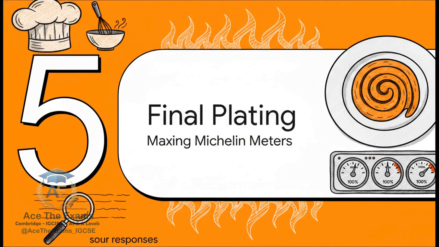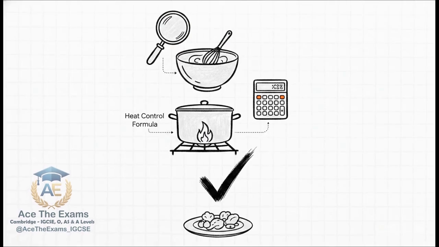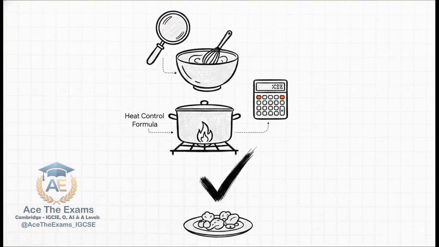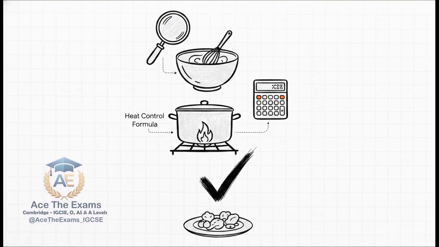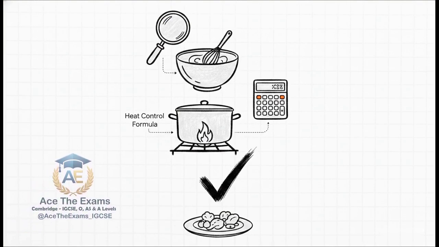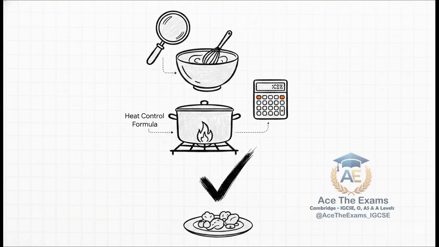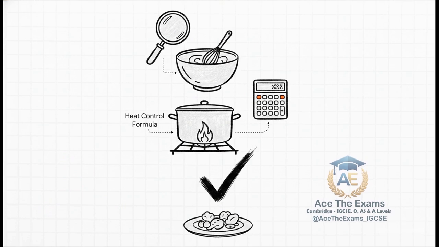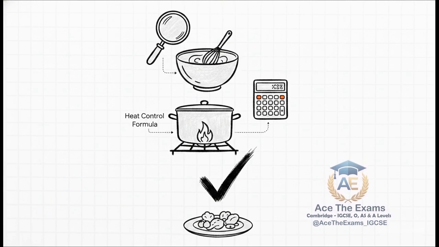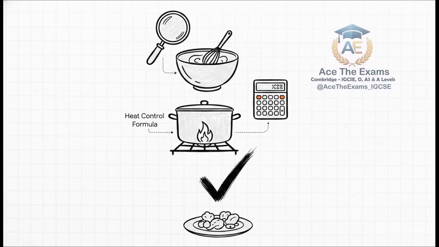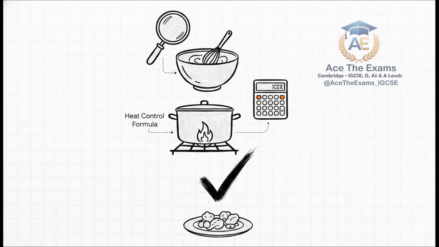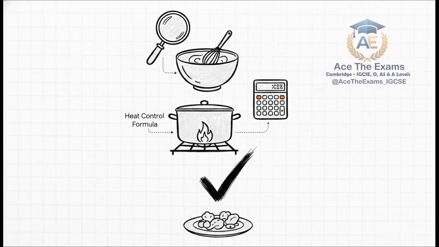Finally, Section 5, the 5-star final plating. It is time to max out those Michelin meters. After a lot of blood, sweat, and tears in the workshop, Alex and Sam finally managed to plate up a beautifully transformed response paragraph, and we watched their Michelin dashboard meters max out to a perfect 100%. To master the syllabus topic and consistently achieve that level of perfection yourself, you must absolutely internalize these 3 universal exam rules. Rule number 1, the 3-step ingredient prep.